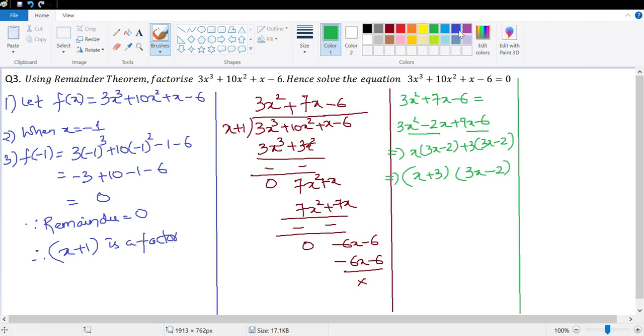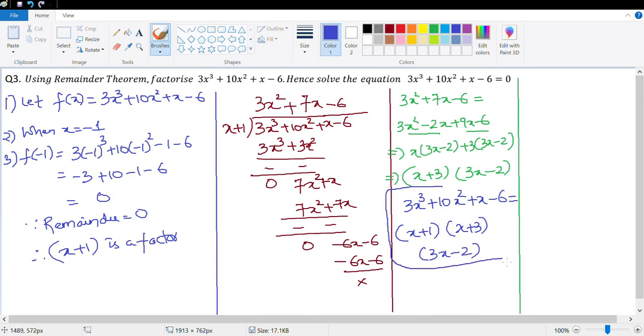Now let's write the final answer in the form of the question itself, which is 3x cubed plus 10x squared plus x minus 6 will be equal to the multiplication of all the factors we figured out, which is x plus 1 multiplied with x plus 3 multiplied with 3x minus 2. So we figured out all the factors. Now to look at the second part of the question.